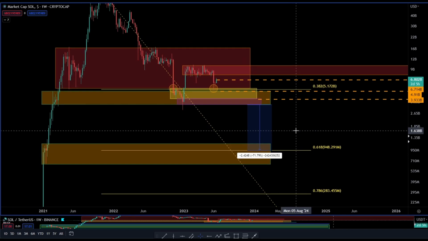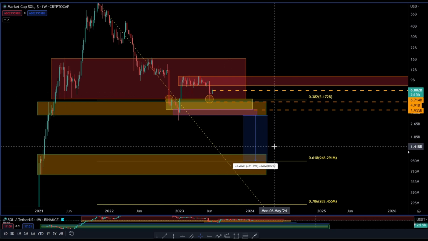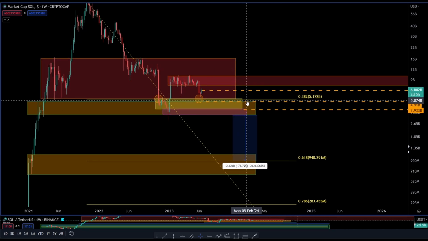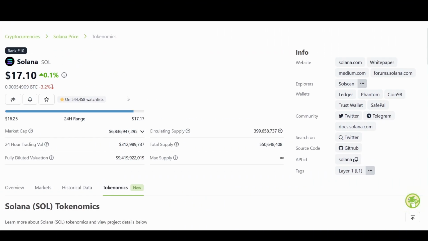You have to ask yourself, how realistic is seeing Solana's market cap get cut down that much? And how long maybe it would take to get there. Part of it is looking at how many more tokens are being introduced into the circulating supply. If we go to CoinGecko, we can see that the circulating supply is about 399 million, giving us a current market cap here.